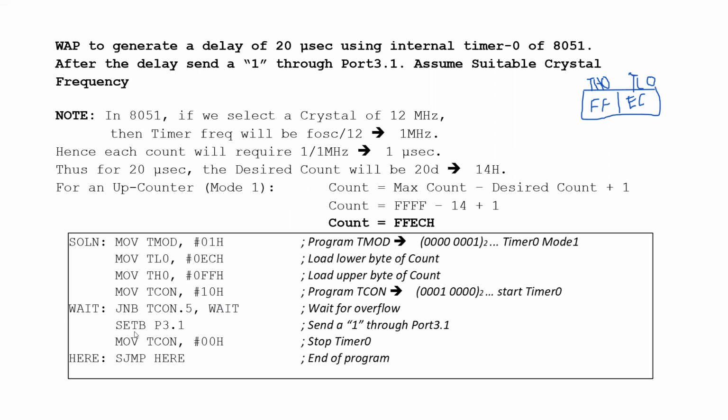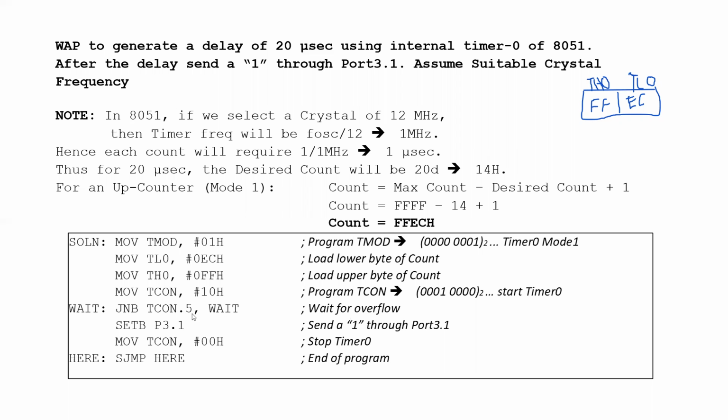When it is set, it goes to the next step, that is SETB P3.1. This is to send a 1 through port 3.1. SETB means port 3.1 is set, so we send a 1 through port 3.1. Then MOV TCON, #00H. So TCON #00H means we are clearing TCON.5.